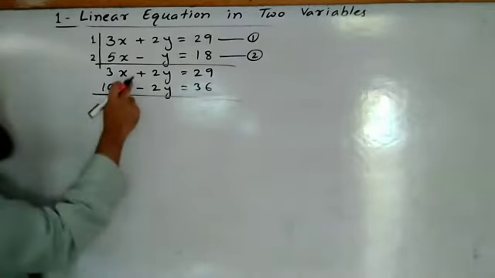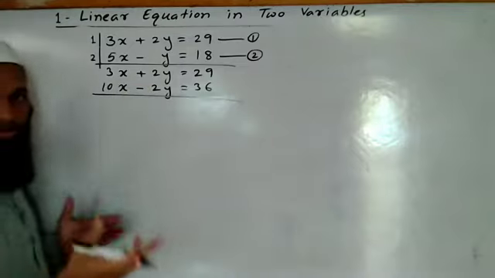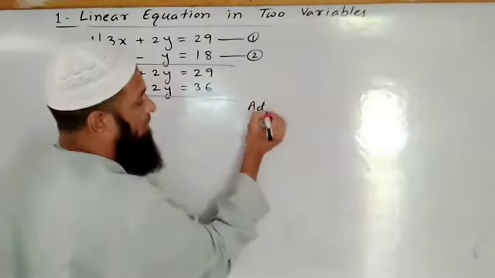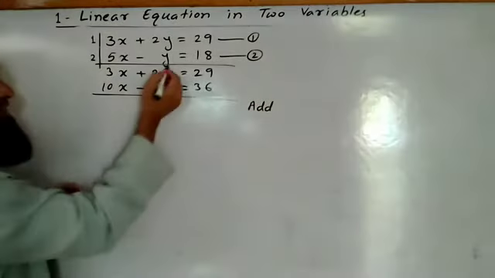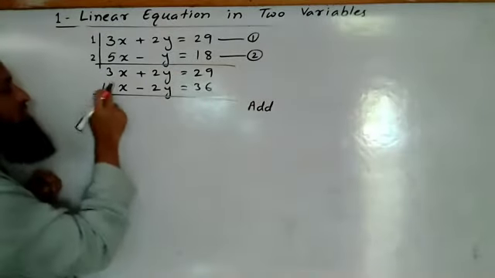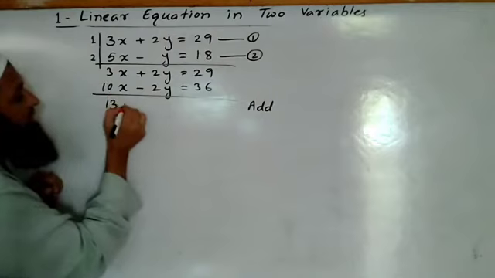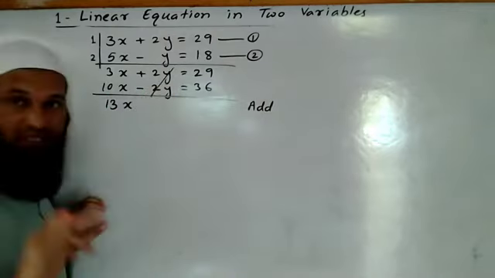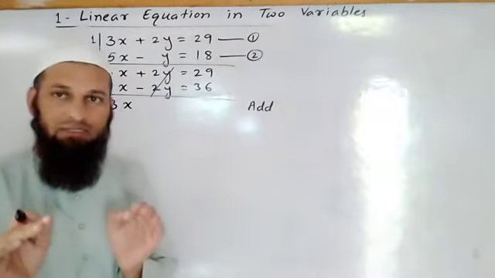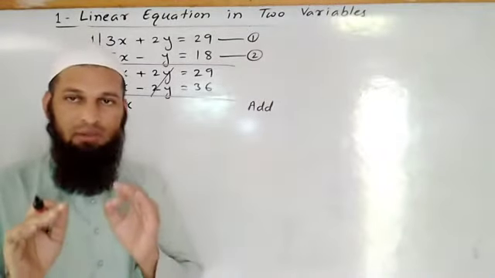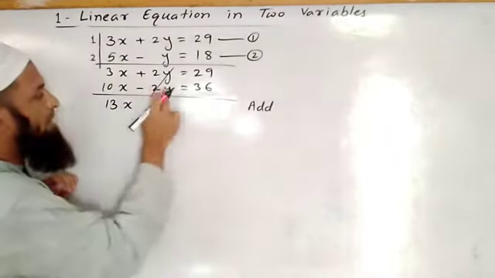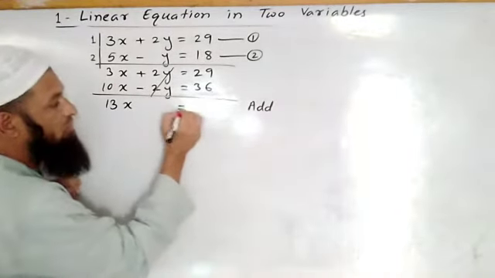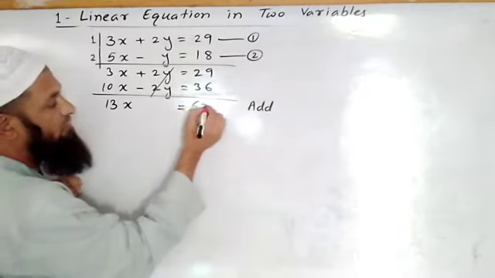Now see here the symbols are different, coefficients are same. Okay, so simple, we should add them. Very simple. Add these two equations, it gets cancelled. 3x plus 10x is nothing but 13x. 2y minus 2y gets cancelled by subtraction. Okay, so 2y minus 2y becomes 0. This is equal to 65.